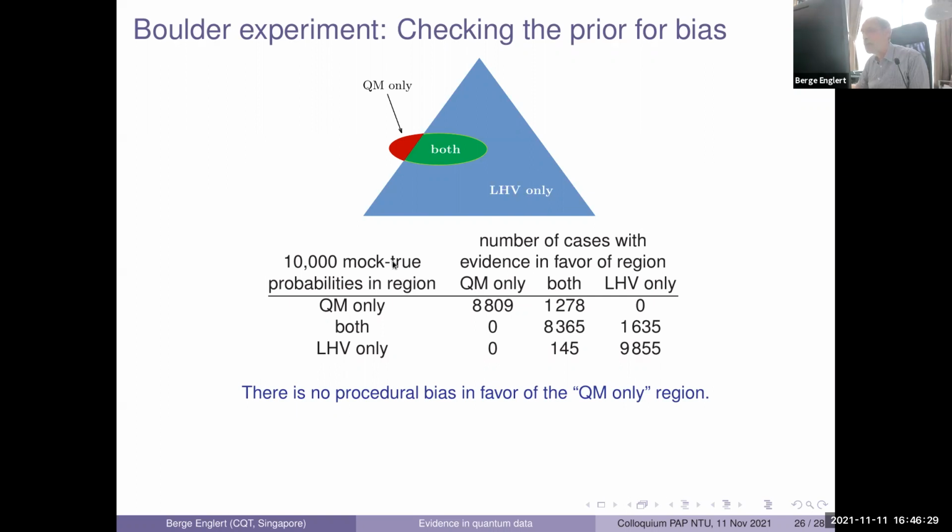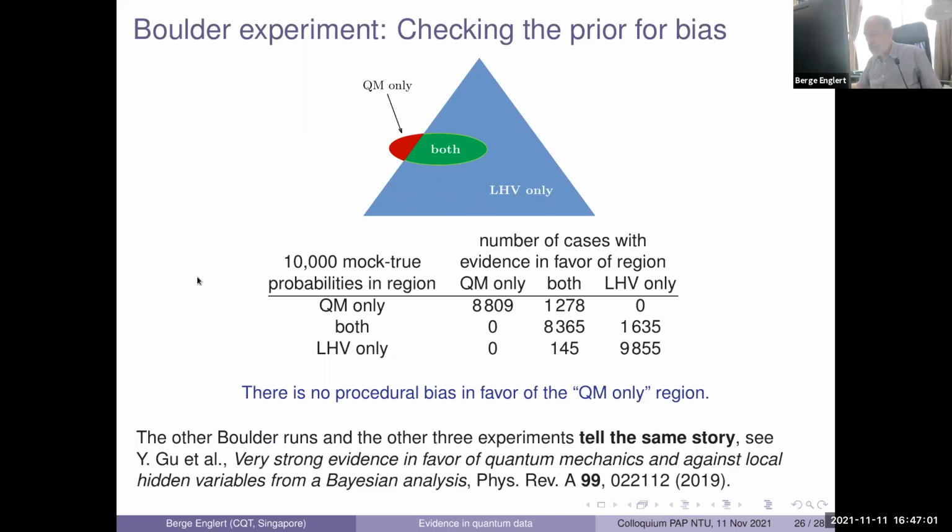And the same, if the mock true probabilities are chosen from the blue region, we do this 10,000 times, we simulate the experiment, we evaluate the experiment, we get evidence for the blue region most of the time. Sometimes we also get evidence for the overlap region, but we never get evidence for the quantum mechanics only region. So there is a bias in the prior that we are choosing, but the bias is against quantum mechanics. It's not in favor of quantum mechanics.